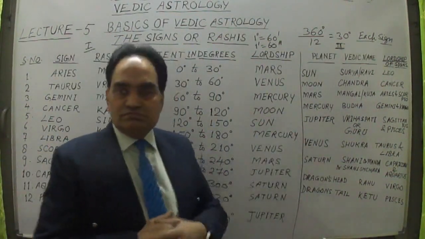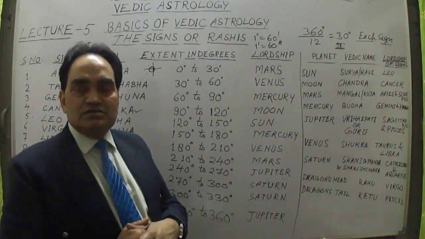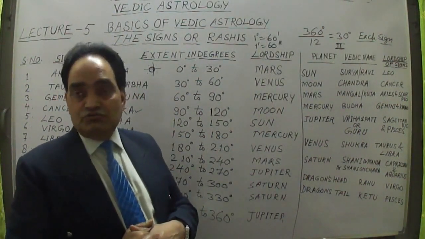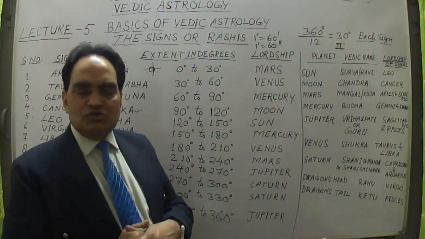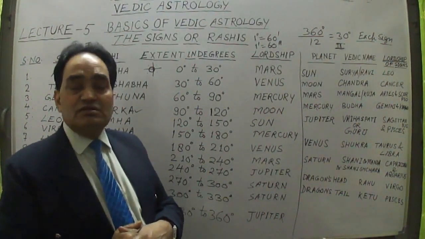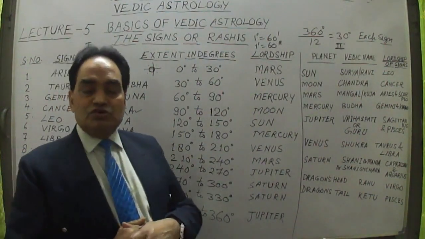Then is Saturn. Saturn I have already talked about. Saturn is the lord of Capricorn and Aquarius, the 10th and 11th signs. The 10th sign is Capricorn or Makar Rashi, and the 11th is Aquarius or Kumbh Rashi.